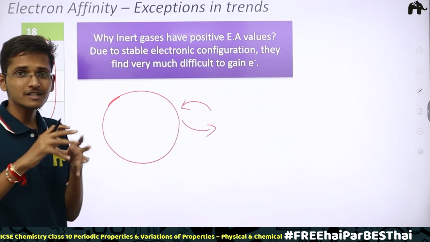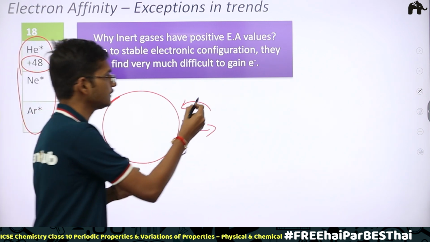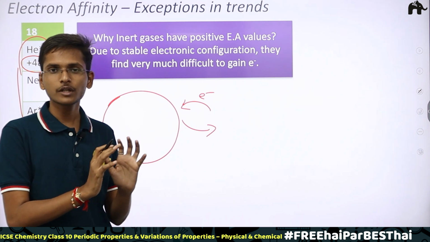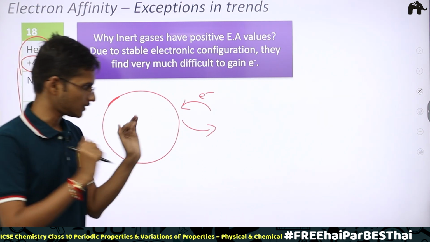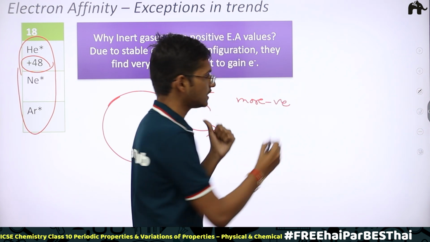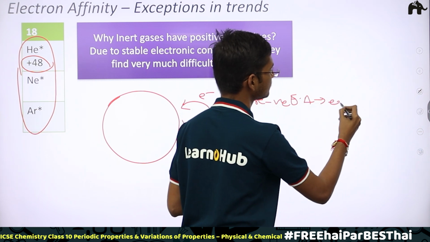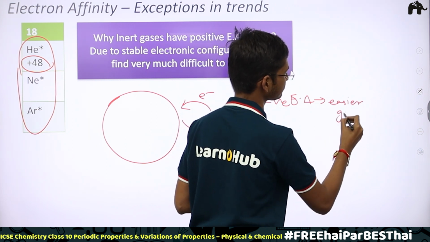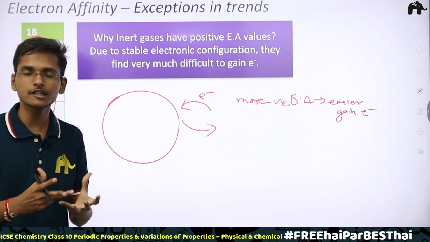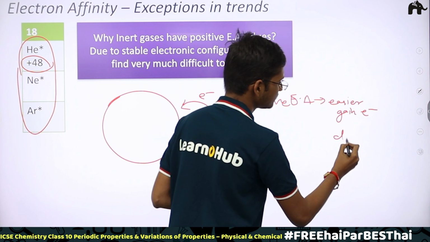We already know. Now since they're not happy to gain an electron, when we are trying to make them gain an electron, they are strongly resisting. Okay, so now what we have studied in the concept, again I'm going to write it down. The more negative the electron affinity value, the easier it is to gain the electron. Now in this case it is very difficult to gain the electron.